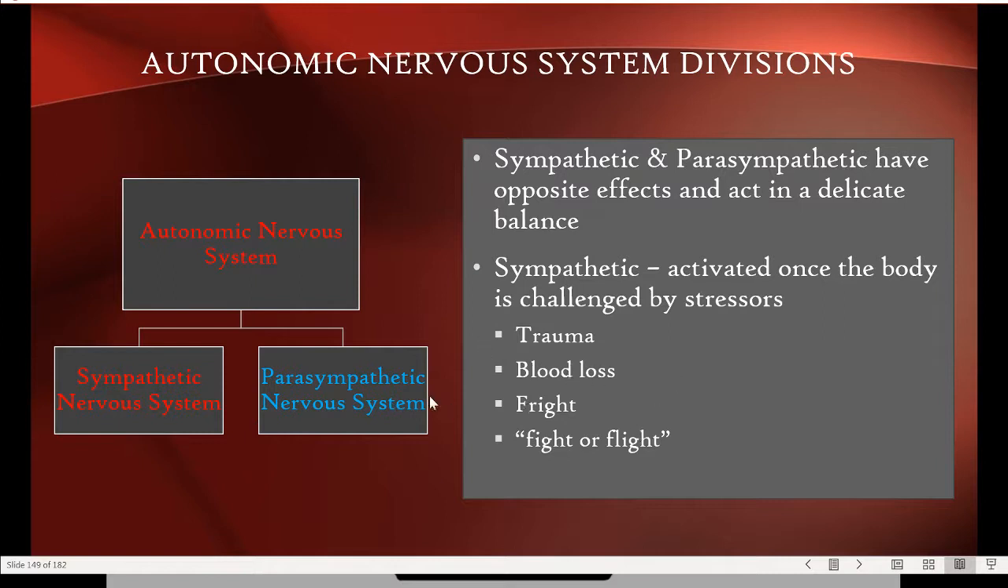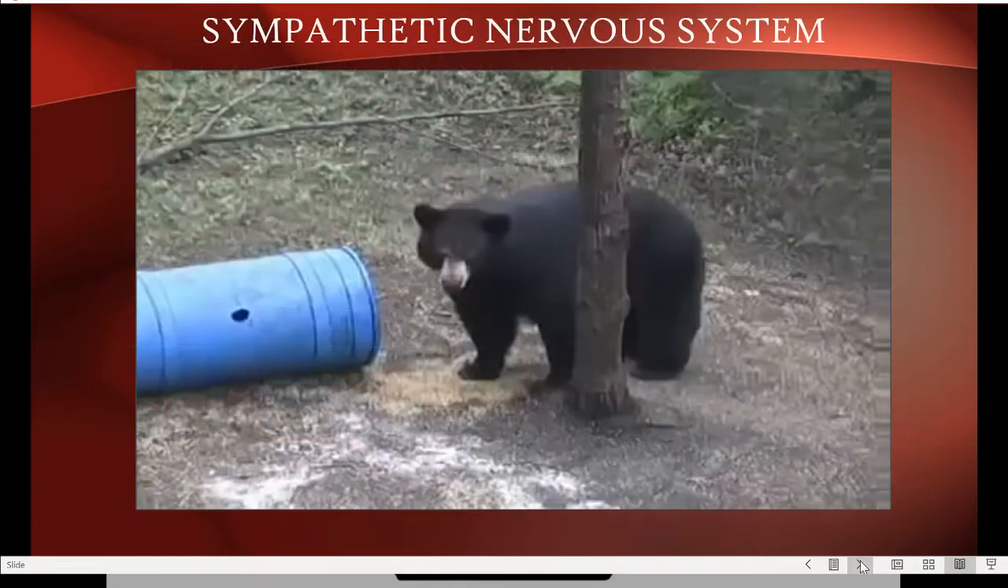And we mentioned the function of the parasympathetic nervous system, and basically it brings the sympathetic under control. So once the fight or flight event is over, the parasympathetic is what calms us down.